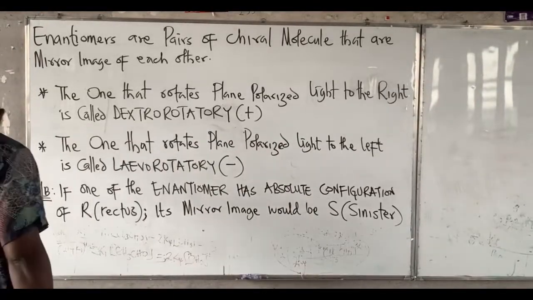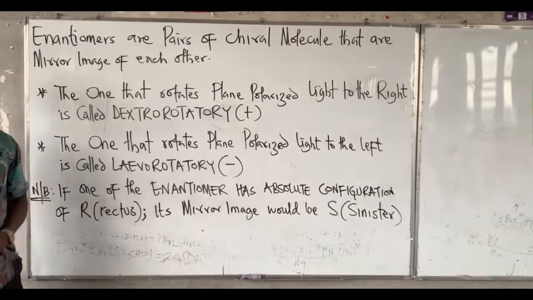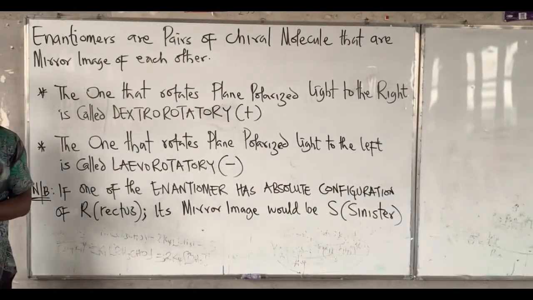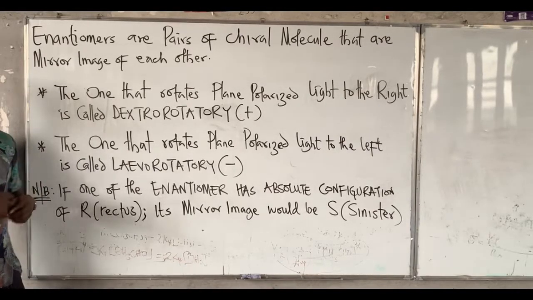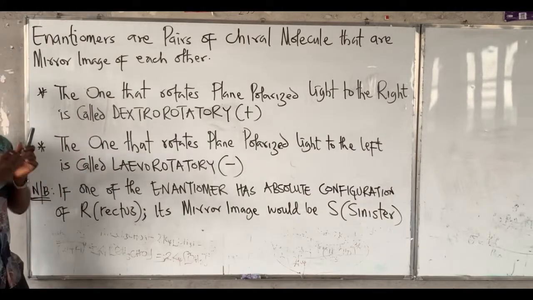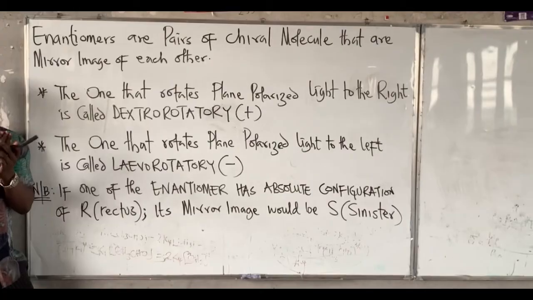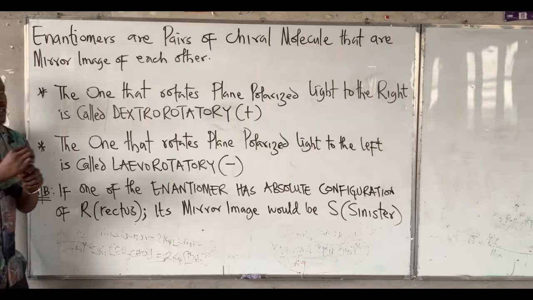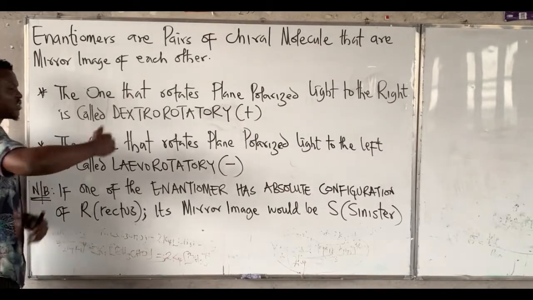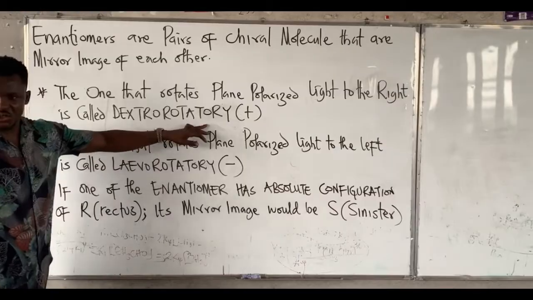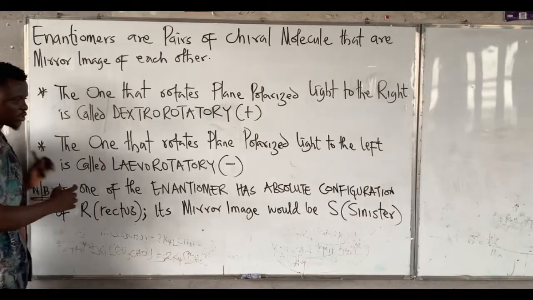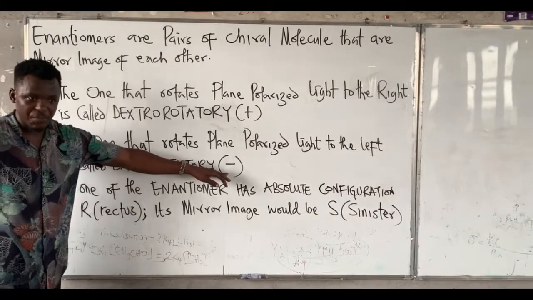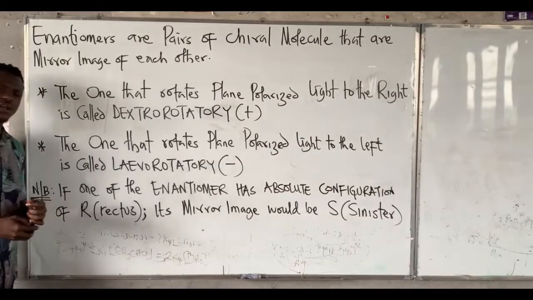Alright, so let's come back to this. I said that enantiomers are pairs of chiral molecules that are mirror images of each other. So anytime we talk about enantiomers, we're referring to two compounds in one. Both compounds are optically active, which means they can rotate plane-polarized light. Out of those two compounds, the one that rotates to the right is called dextrorotatory and has the symbol plus. The one that rotates to the left is called levorotatory and has the symbol minus.